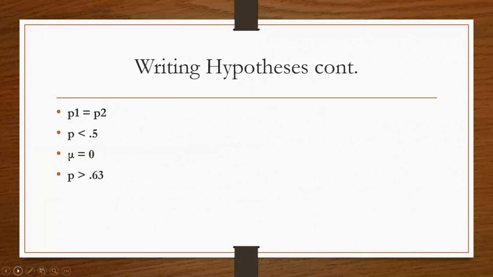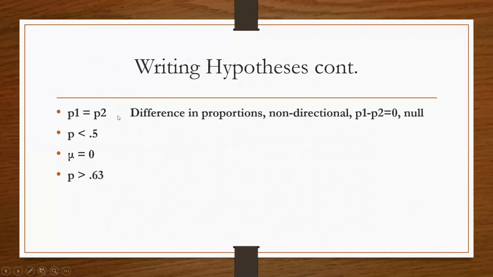All right. So here are some examples that I think are just some good things to get under your belt. So here's four different hypotheses. For the first one, it's a difference in proportions because you have P1 and P2. It's non-directional because you have the equal sign. The value is 0 because P1 minus P2 equals 0. And it's a null hypothesis because they're saying that it's equal to each other.